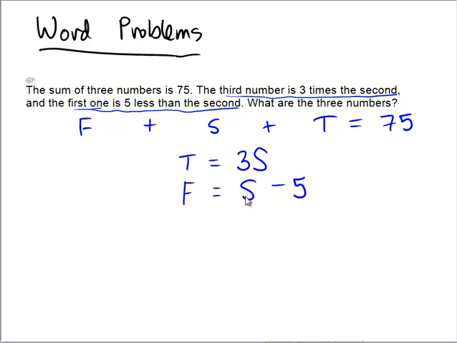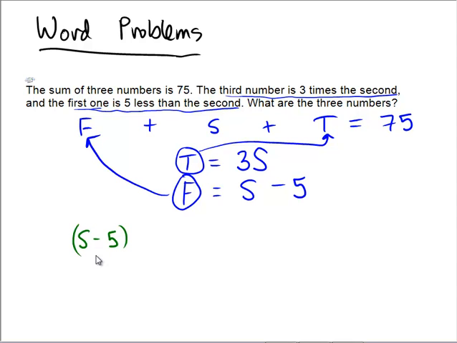So, although we have three equations here, we'll notice that a lot of them are written in terms of each other. So if we go in and try to substitute, we have an F here that can substitute nicely there, and we have a T here that can substitute nicely there. So if we substitute these in, let's do this in green, we'll get S minus 5 plus S plus T, which is 3S, equals 75. And the advantage to this substitution is now we only have one variable, one letter in our equation.